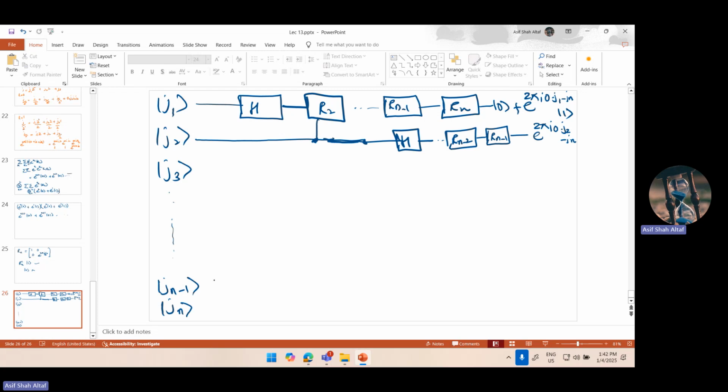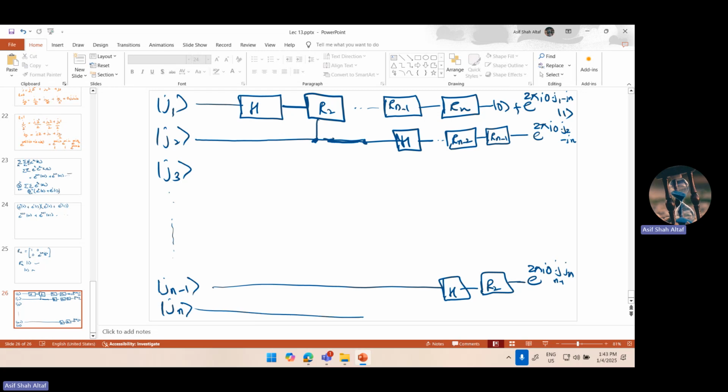And then likewise, the last one will be H, R2, and for the last one we will have only exponential 2 pi i 0.jn minus 1 and jn. And finally, for the last one we will have only just the Hadamard gate, which will give us an exponential 2 pi i 0.jn, and there will be these controlled gates like Rn minus 1, which will go to this thing, Rn will go to this thing.